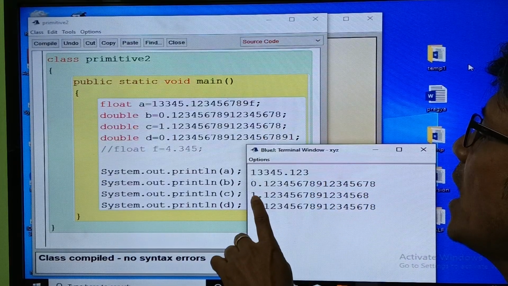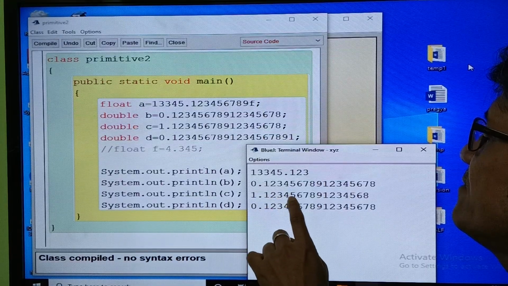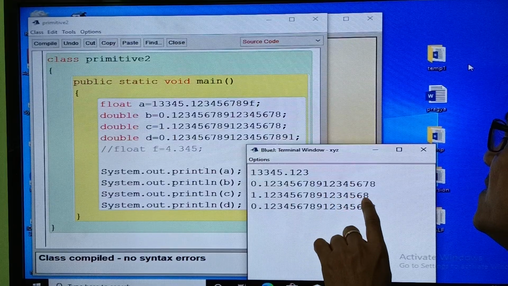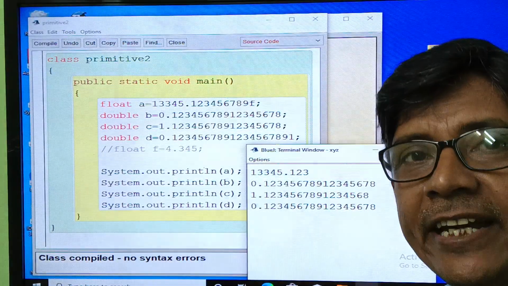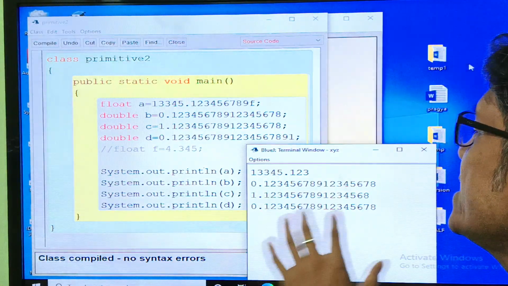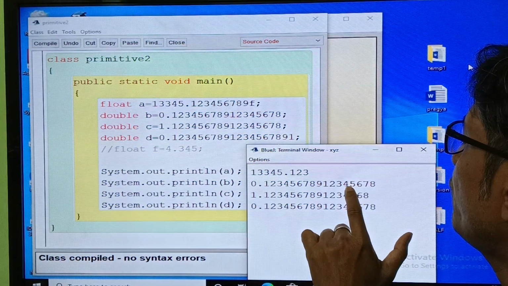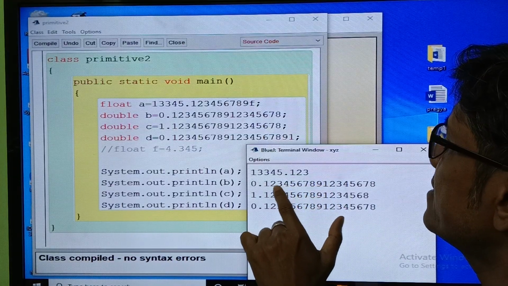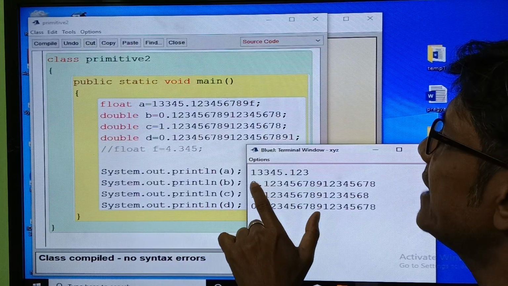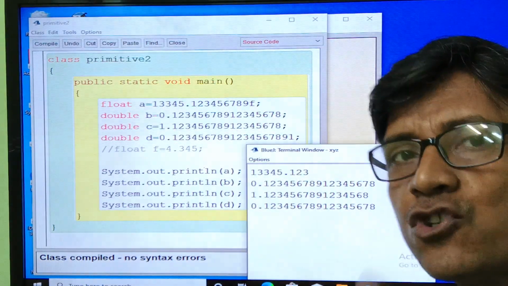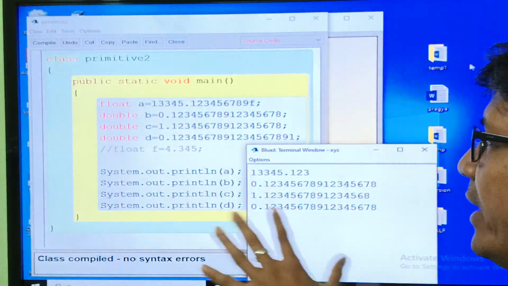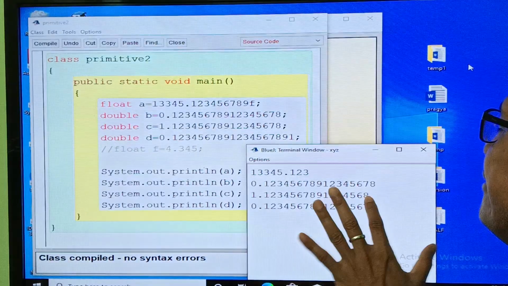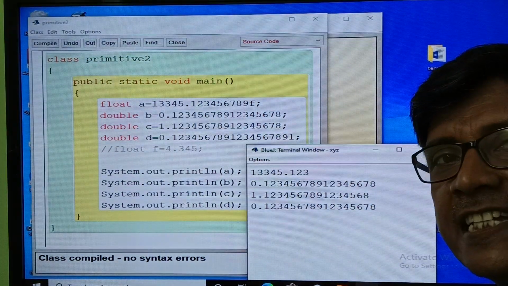So how many digits? 1, 2, 3, 4, 5, 6, 7, 8, 9, 10, 11, 12, 13, 14, 15, 16, 17 digits. Altogether we are getting 17 digits. Whenever there is a 0, only the decimal portion, you are getting 17 digits. But whenever you change this value, and in place of 0 you write some other value, then definitely from the right hand side one digit is removed.